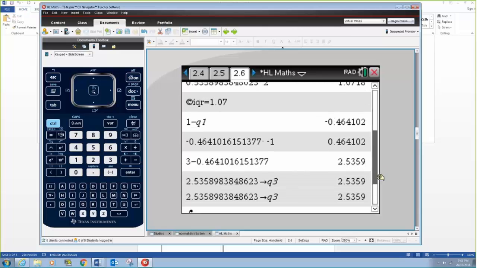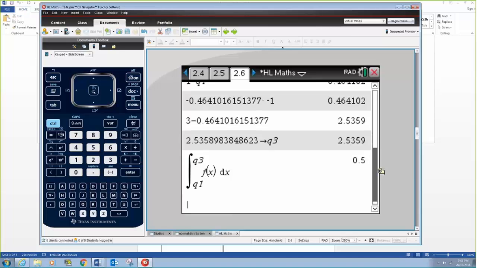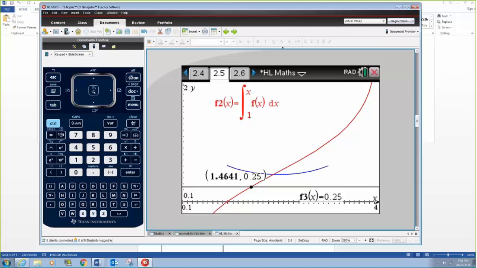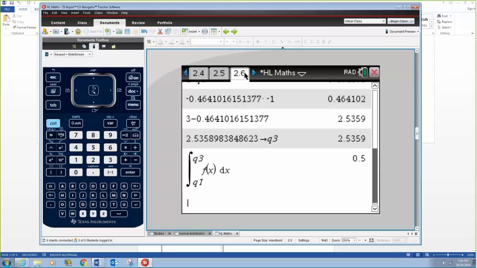I could, of course, also find Q3 with some little manipulation and then find out that Q1 to Q3 is 0.5, depending on what the question is asking for. So that is extremely handy, using this graph, even though it is slow, but that would be much faster than trying to do it by hand.